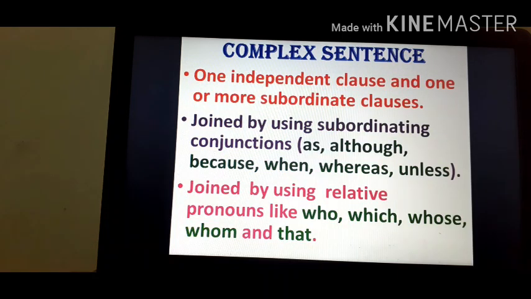Here you can see the features of complex sentences. One independent clause and one or more subordinate clauses. They are joined by using subordinating conjunctions, that is as, although, because, when, whereas, unless. And they are also joined by using relative pronouns like who, which, whose, whom, and that.